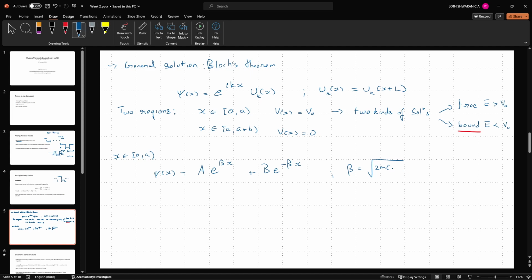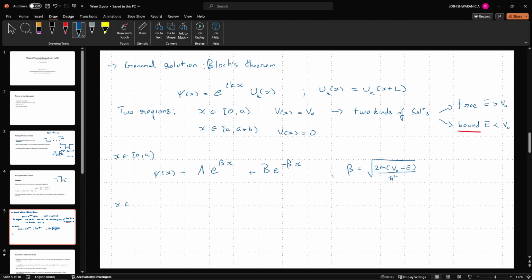So yeah, V naught minus E divided by h bar squared. The whole expression is under the square root. Okay, so this is beta. And I could have also used alpha. I don't know why I suddenly leaped on beta, but nonetheless, we shall continue using beta.